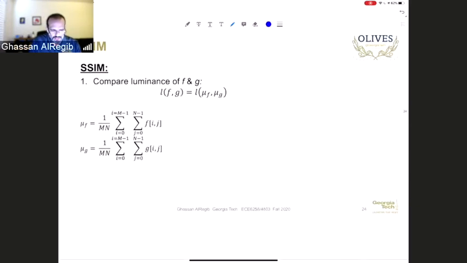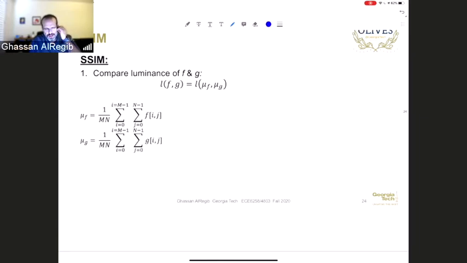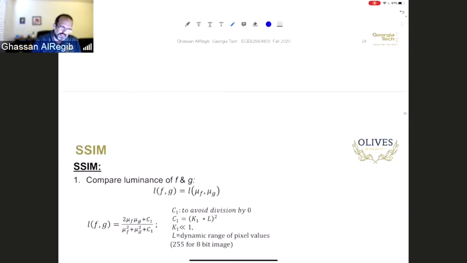So the first one is how we can compare the luminance. Let's just imagine that we are processing this for the entire image, and we look at the mean value for image F and the mean value for image G. So I'm looking for a luminance function of F and G, and that luminance function is nothing but a function of mu F and mu G, which are the mean values in these two images, F and G. One of them is the reference, the other one is the degradation. And that function is given by the following.